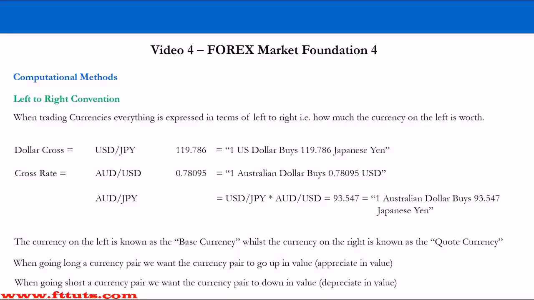And a lot of retail Forex traders think that because they know a couple of basic computational methods and they combine this with some technical analysis, so maybe they know how to work out their P&L, or they know how to work out a cross rate, for example, they think it's going to make them profitable. Well, it doesn't.